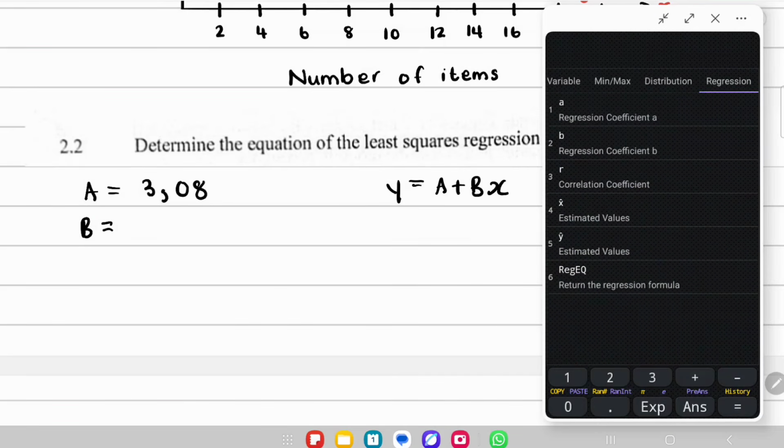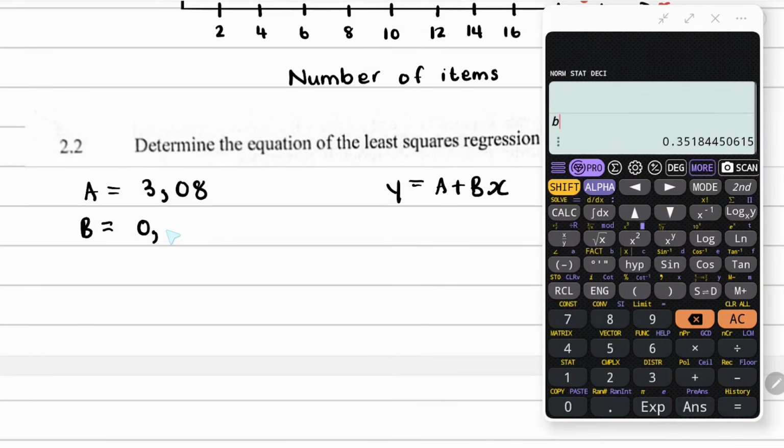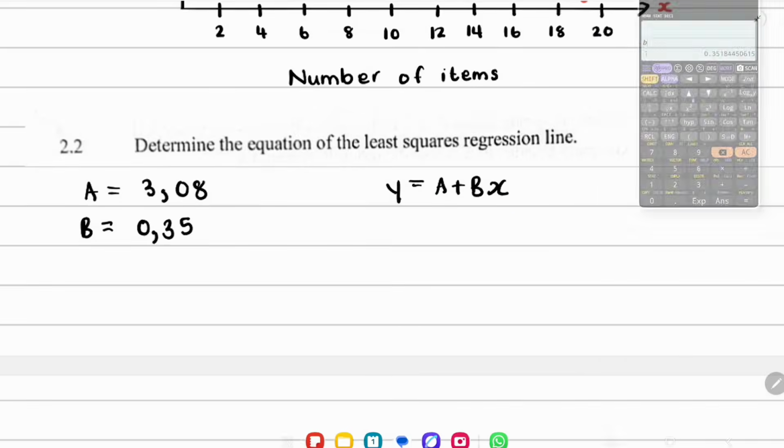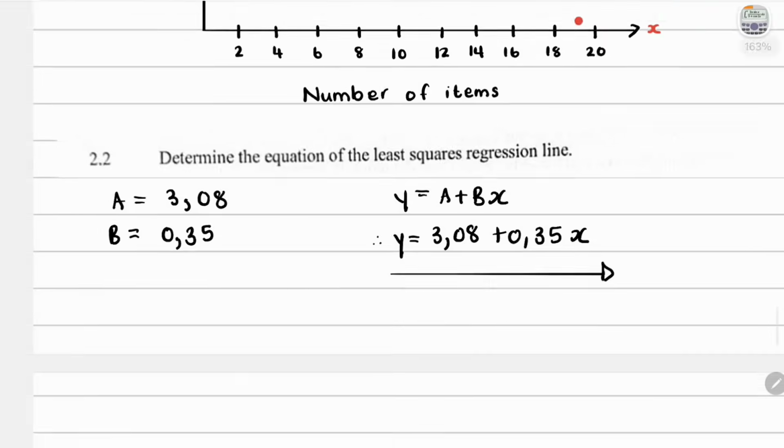And then you're still going to have to go for option 5 for regression. Then B is equal to 0.35. And now we can just fill this in the equation. So therefore, it means that y is equal to 3.08 plus 0.35x. And that is the equation of our least squares regression line.